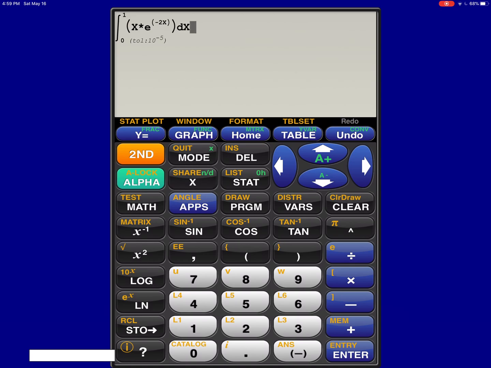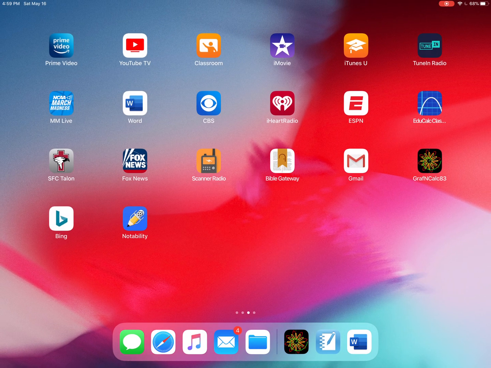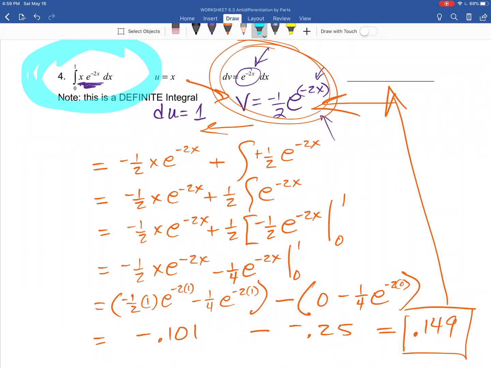There it is. Okay, double check. That looks good. Okay, here it is. Enter. Oh, look at that. 0.148. What did we get? 0.149. Boom, that's close. Okay, looking good. There we go. Looking good. Hey, that was the 6-3 worksheet. Have a good time in video land.